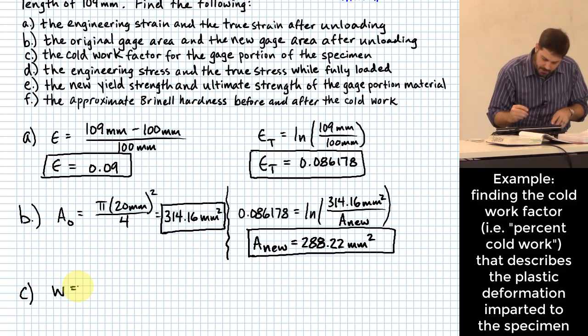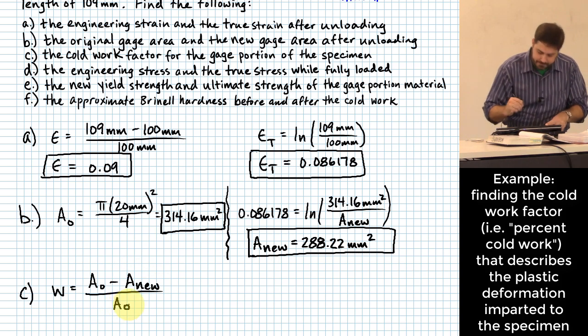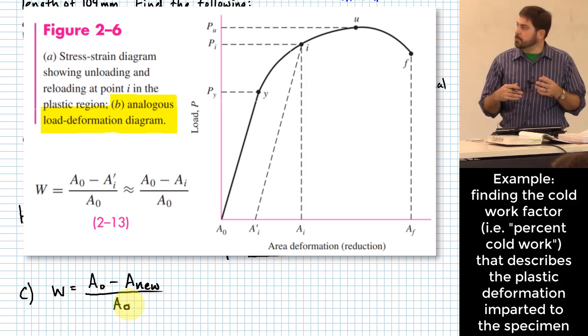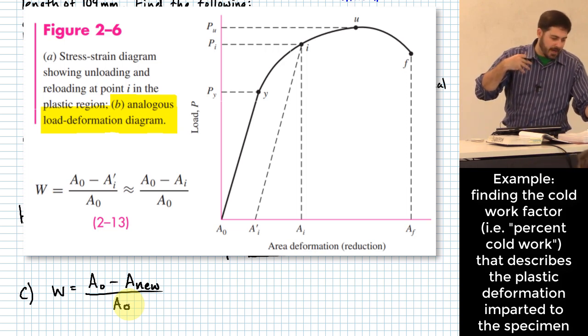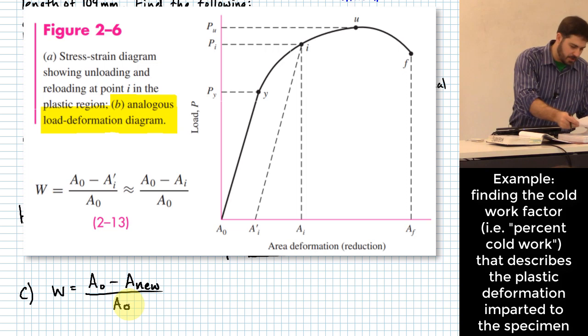All it is, it's going to be equal to the original area minus the new area, if we use our terminology here, over the original area. Now you'd have to follow through with how they actually define this in the book. They give you in that same equation that for the cold work factor, you can use either A sub i, which is my A new, or A sub i prime. If you dig into the text a little bit, there's a picture that might explain that better.